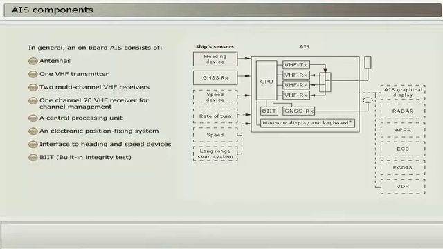BIIT, built-in integrity test, MKD, minimum keyboard and display unit. In addition, the following optional interfaces may be provided. Interface to radar and ARPA, automatic radar plotting aid. Interface to electronic chart system, ECS, or ECDIS, electronic navigation chart display information system.